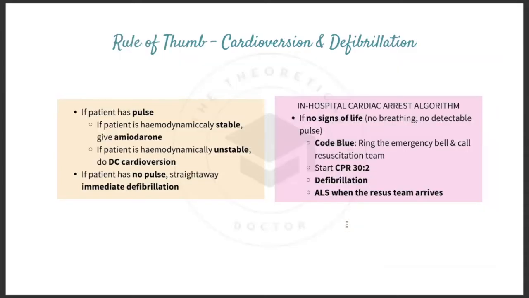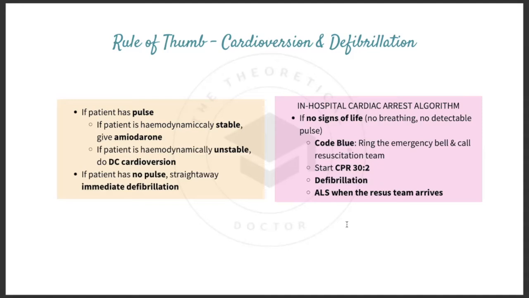Rule of thumb for cardioversion and defibrillation. I know I've gone through this many times, but I would like to re-emphasize again. First of all, you need to check, does the patient have a pulse? Yes or no? They have a pulse. Are they hemodynamically stable? If they are, you give amiodarone.